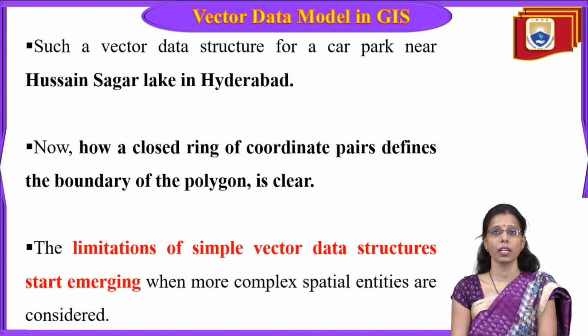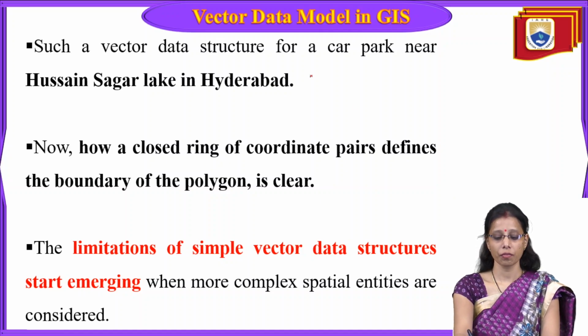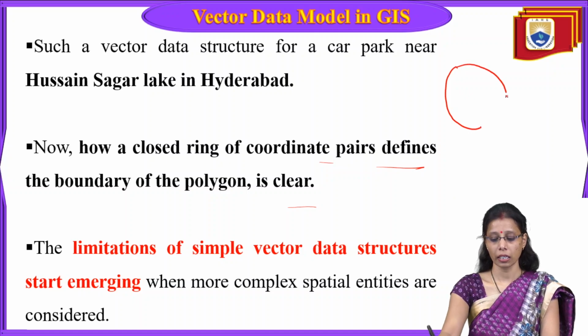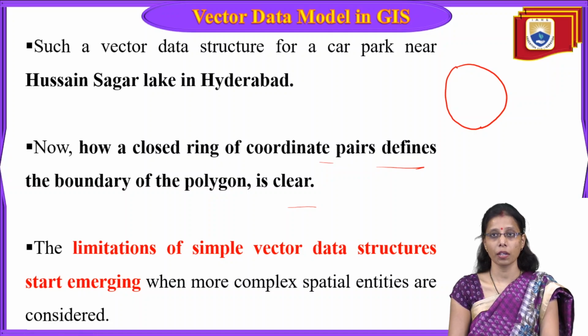Such a vector data structure, for example, is for a car park near the Hussain Sagar Lake in Hyderabad. Now you can see how a closed ring of coordinate pairs defines the boundary of the polygon. If you want to define the boundaries of this car parking area, we have to make a closed ring of pairs of coordinates which defines the boundary, and it is also called a polygon.